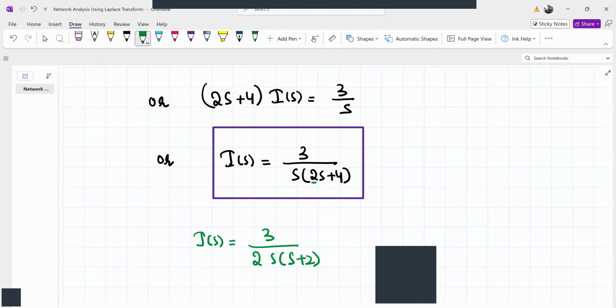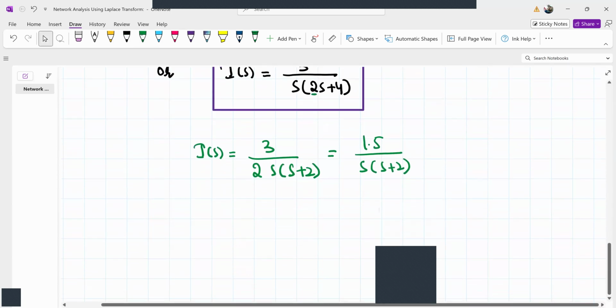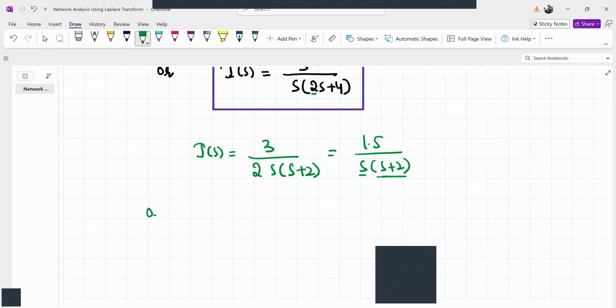If I take the 2 into account, I can write this as 3 by 2, which is 1.5, divided by s into (s plus 2). Now, in order to find the inverse Laplace transform, since there are 2 factors in the denominator, we'll apply partial fraction expansion. So I can write I of s as 1.5 times a divided by s plus b divided by s plus 2.